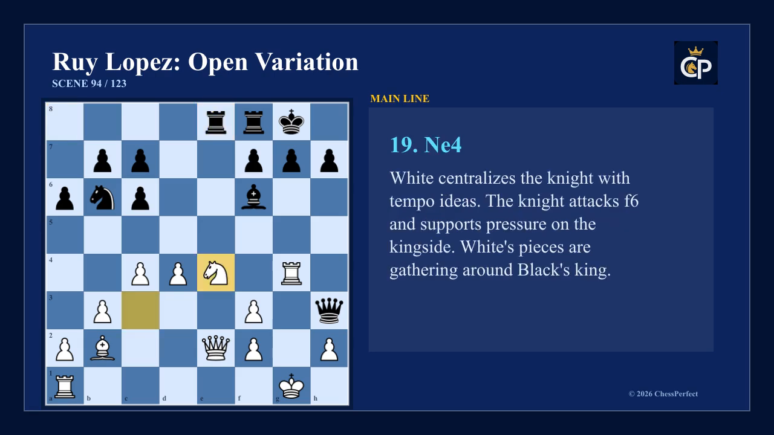Knight e4. White centralizes the knight with tempo ideas. The knight attacks f6 and supports pressure on the king's side. White's pieces are gathering around black's king.